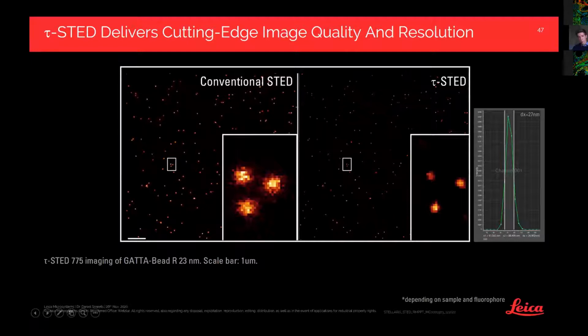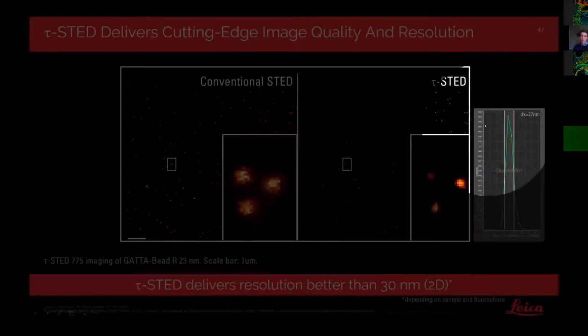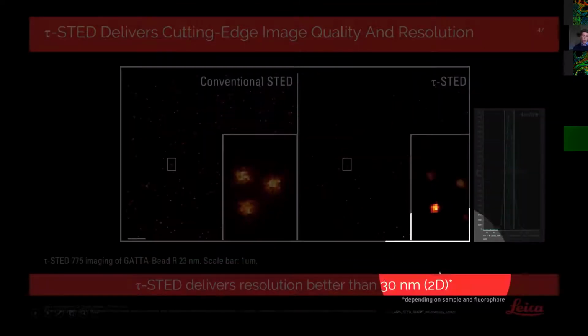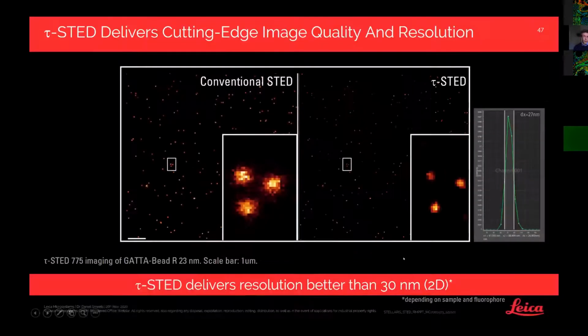On the other hand, you can still go to even 100% depletion laser power, of course, if you want. And then you have even this additional tool of being able to tune the resolution. So you can also, of course, push the resolution as much as possible. And here's an example of Gattaquant beads, 23 nanometer beads, which we have imaged with our TauSTED, and where we measure regularly. So in this case, it's 27 that was measured here, but where we can regularly measure lateral resolution of less than 30 nanometer.